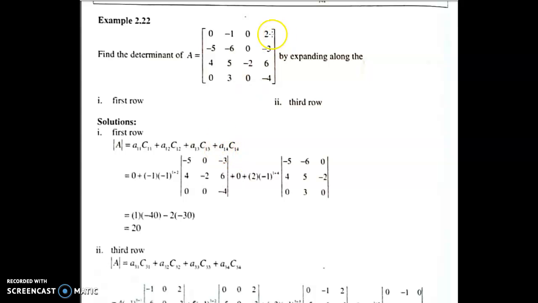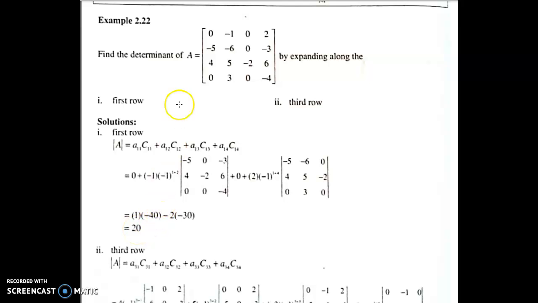So for A14, it is 2 times its cofactor of 1, 4. So we need to exclude this in the calculation of the determinant. Hence that will leave us with this element: -5, 0, -6, 5, 3, 0, -2, 1. Basically, instead of calculating 4 elements with 4 cofactors, they will just need to calculate 2 elements. So they'll get 20 here.